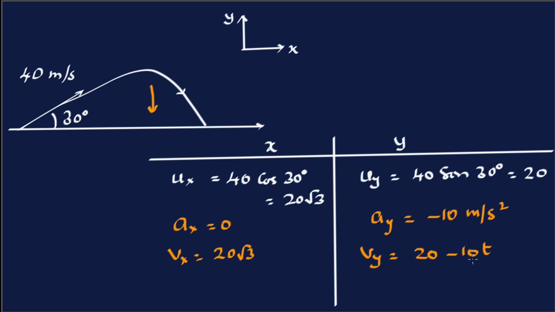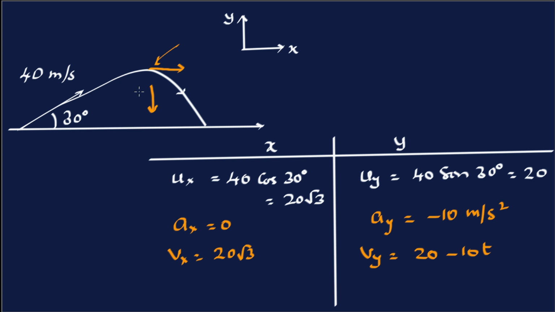So this gives me the velocity component in the y direction as a function of time. Now supposing I want to find out when it reaches the highest point. What do you suppose happens at the highest point? Please don't put the velocity equal to 0 at the highest point, because the x component of the velocity is constant. Even at the highest point, the x component is 20 root 3. That doesn't change. But the y component at the highest point is 0.